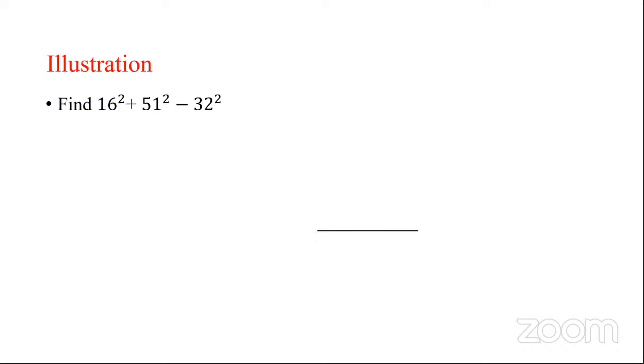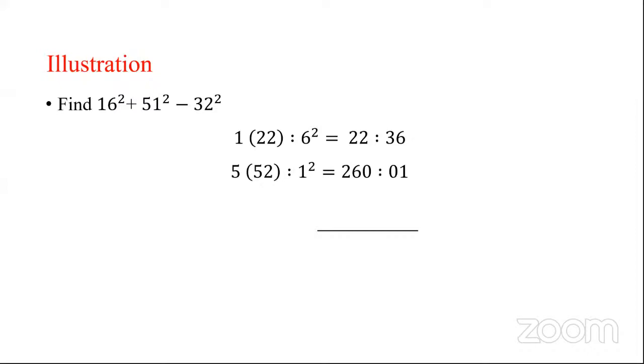Last one for today's session. 16 square plus 51 square minus 32 square. For 16, it is 22, 36, no issue. 1 into 22 and 36. For 51 also, 5 into 52 plus 1 square, 260 and 01. For 32, it will be 3 times 34 plus 4, that is 102. But remember, third is minus. So 6 plus 1 minus 4, 3. Go that way. 6 plus 1, 7, 7 minus 4, 3.